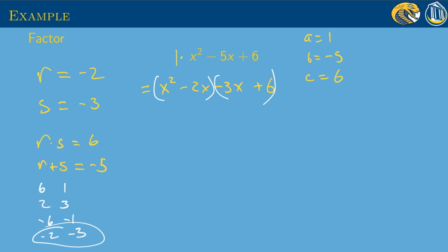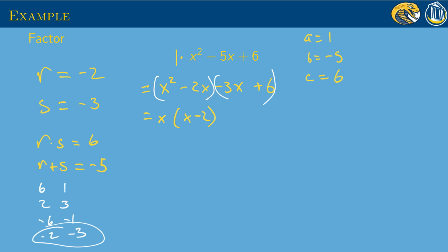Is there anything we can pull out of x squared minus 2x? Well, the only thing I can see there is an x. So we can write this as x times x minus 2. Again, we can verify that that does in fact equal x squared minus 2x if we were to distribute again.